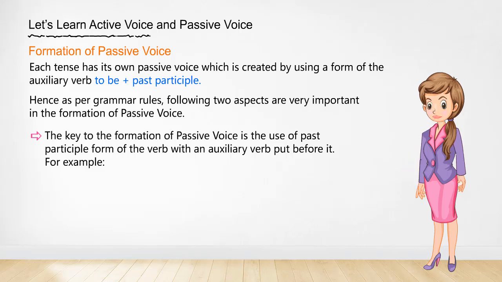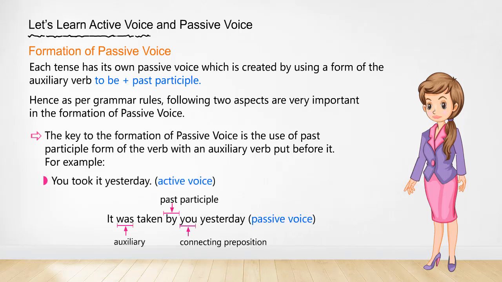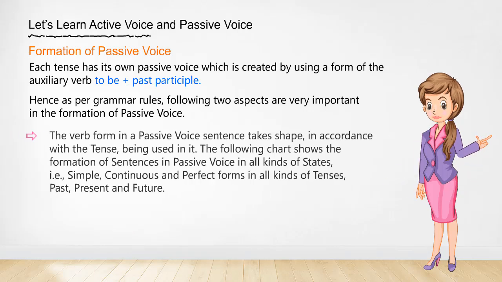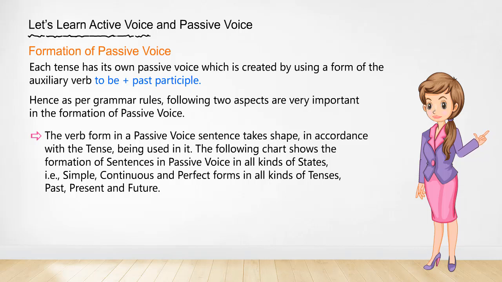The key to the formation of passive voice is the use of past participle form of the verb with an auxiliary verb put before it. For example, you took it yesterday, active voice. It was taken by you yesterday, passive voice, past participle, auxiliary, connecting preposition. The verb form in a passive voice sentence takes shape in accordance with the tense being used in it.